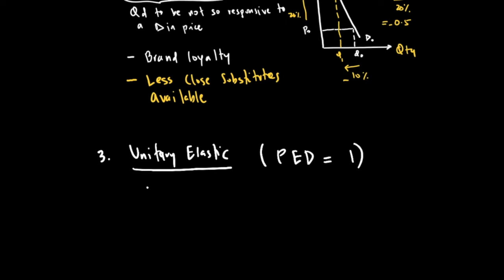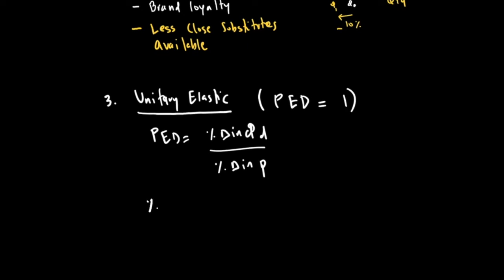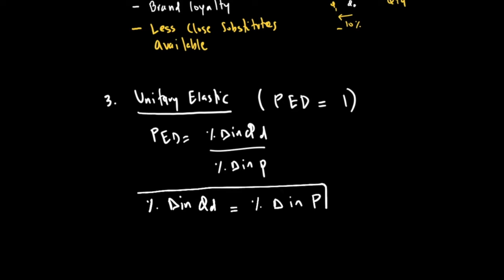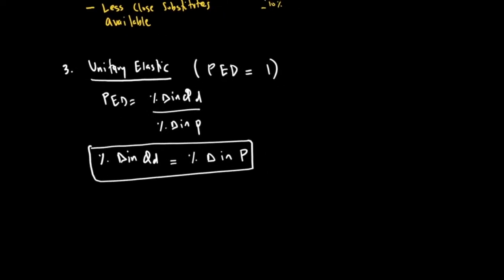Well, a PED of 1 would mean PED is simply percentage change in QD over percentage change in price. So if I am getting a value of 1, this means the denominator and numerator have to have the same value. In other words, percentage change in QD must equal percentage change in price. Now that would make my value equal to 1, or in that case minus 1, but we're ignoring the minus sign. So what kind of a good has a PED equal to 1?